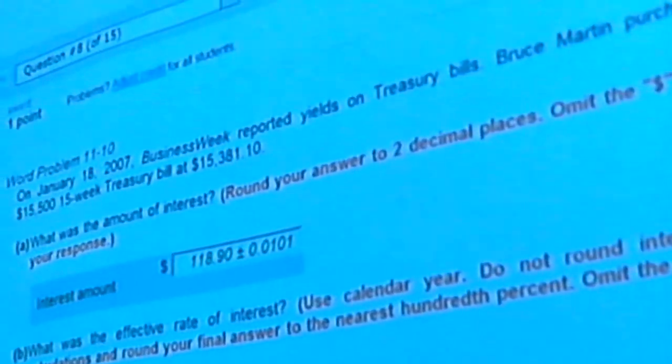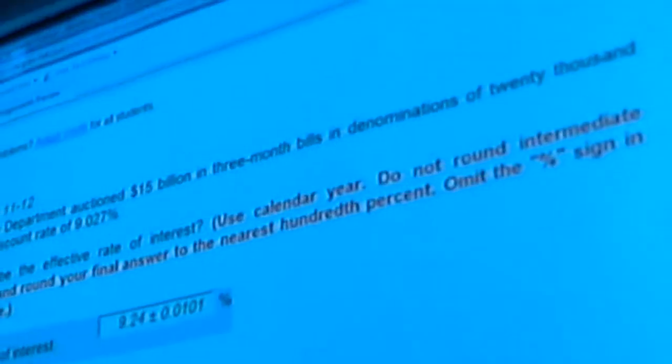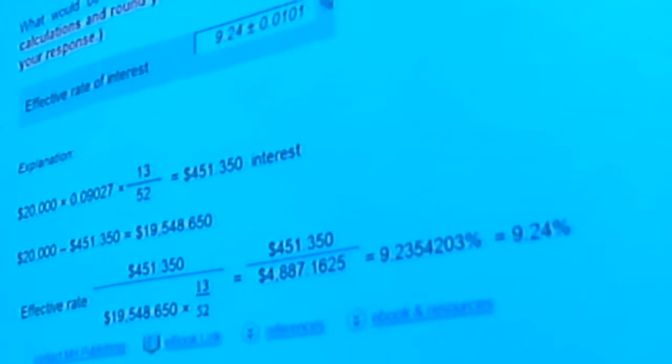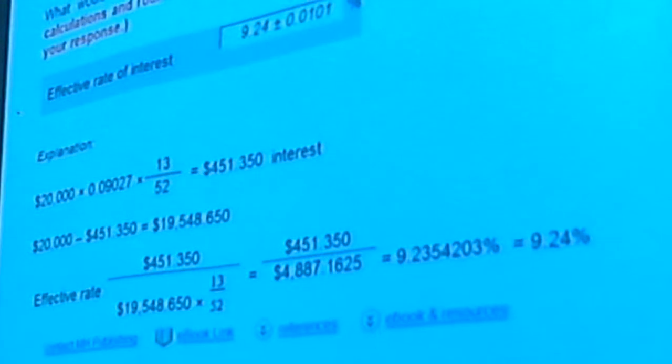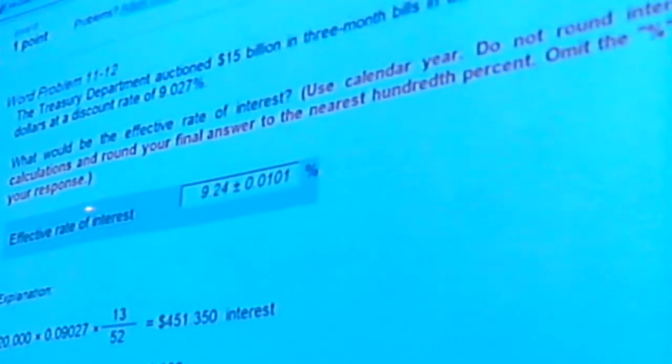Okay. Number 10. I didn't realize I'd given you so many Treasury bill problems. Was that 3 so far? Okay. But they're easy. So they want the effective interest rate again. That's all we have to get.